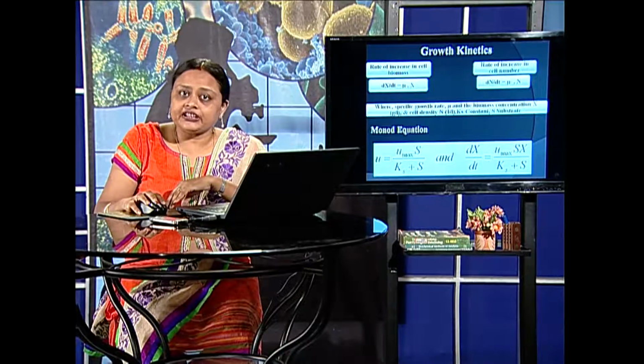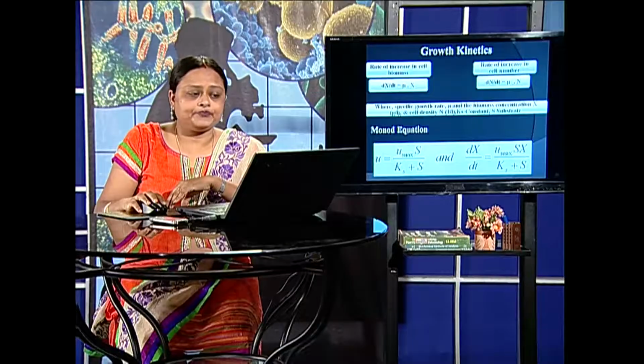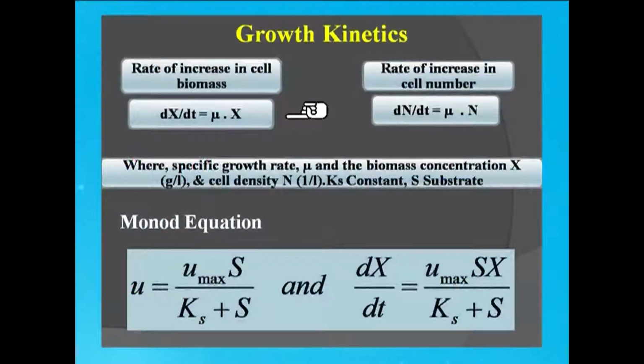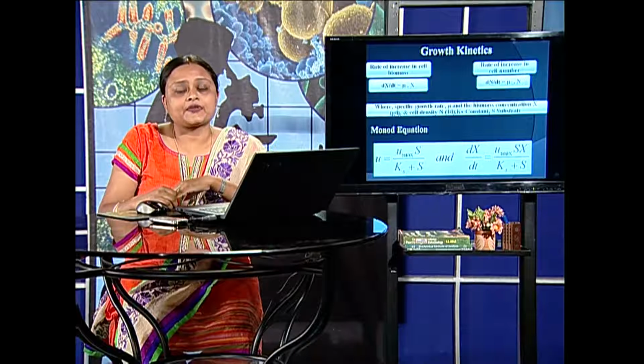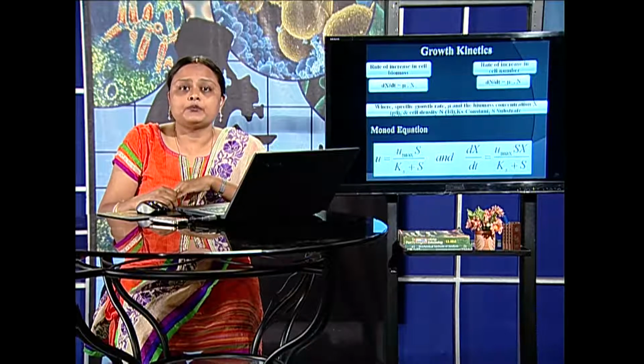And the rate is significant here. At what rate are they growing? That will be given by dx by dt equals mu into x if it is biomass, and dn by dt equals mu into n if it is cell number. Now, what exactly is this mu, which is a common factor that we can see here? Mu is the specific growth rate. X stands for the biomass, n stands for the cell number. Mu is the specific growth rate, and it is the rate of growth where a specific substrate is implied. It is not the best growth.